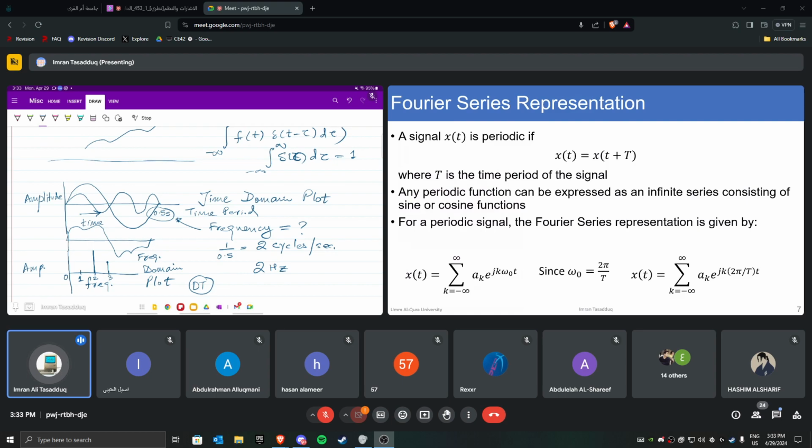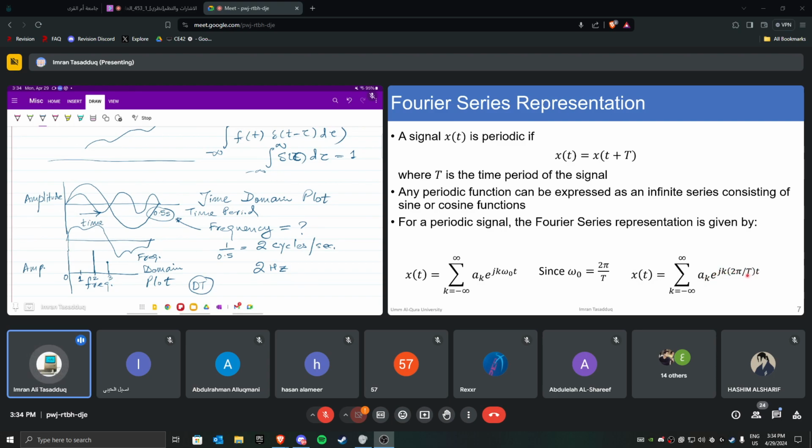Now what this equation is representing is that, whatever my signal x of t is, square wave, rectangular wave, triangular wave, I can write the signal as a sum of all these terms. For example, if I start from 0, it's going to be a0 e to the power 0. This is one term, plus a1 e to the power j 2 pi by T times t.